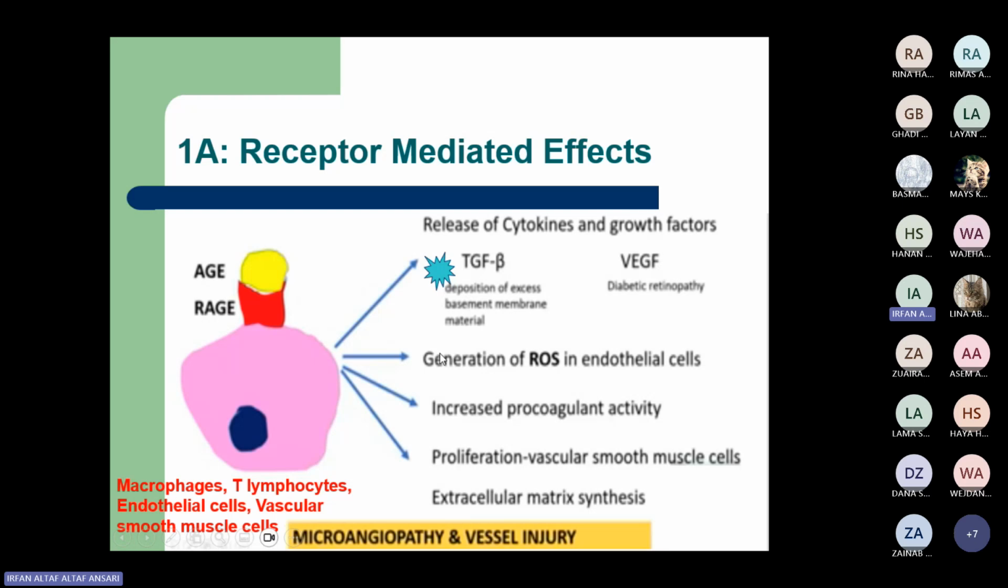Then there is also generation of reactive oxygen species in the endothelial cell, causing more damage. There is also increased procoagulant activity and increased proliferation of vascular smooth muscle cells. There is also extracellular matrix synthesis. This will also lead to microangiopathy and vessel injuries. The inflammatory cells, macrophages, T lymphocytes, endothelial cells, and vascular smooth muscle cells are the cells principally affected by the AGE.